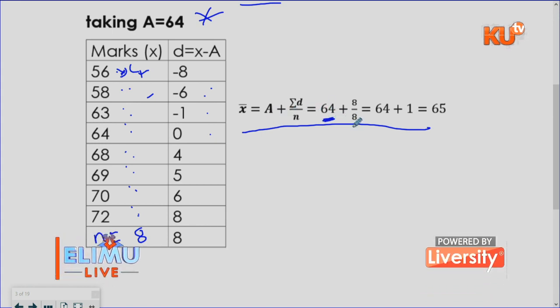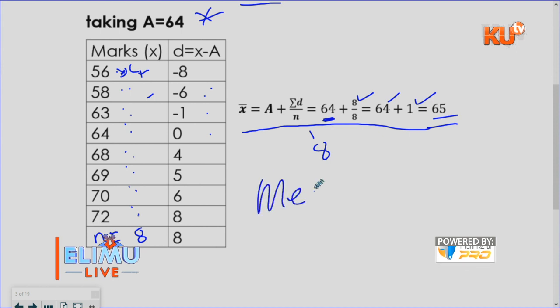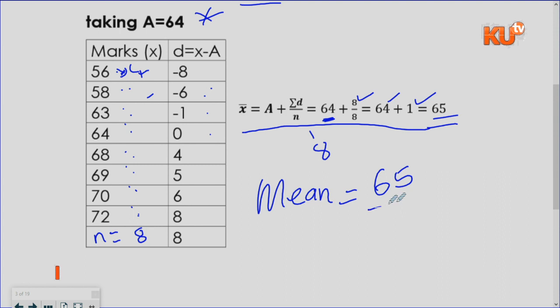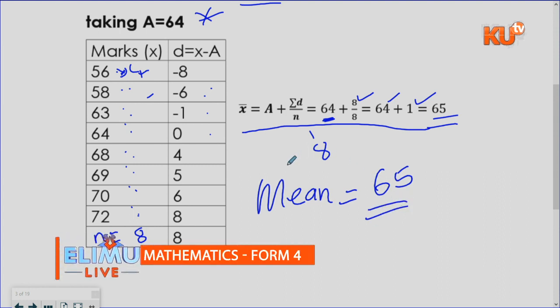So you take your 64. Then the sum of the deviations is 8, so you take your 8 there. Then our n here is also 8. So 8 over 8 will give me 1. Then 64 plus 1 will give us what? 65. So the mean age, if this was to be age, is 65 years. It's very simple. You can follow through easily.